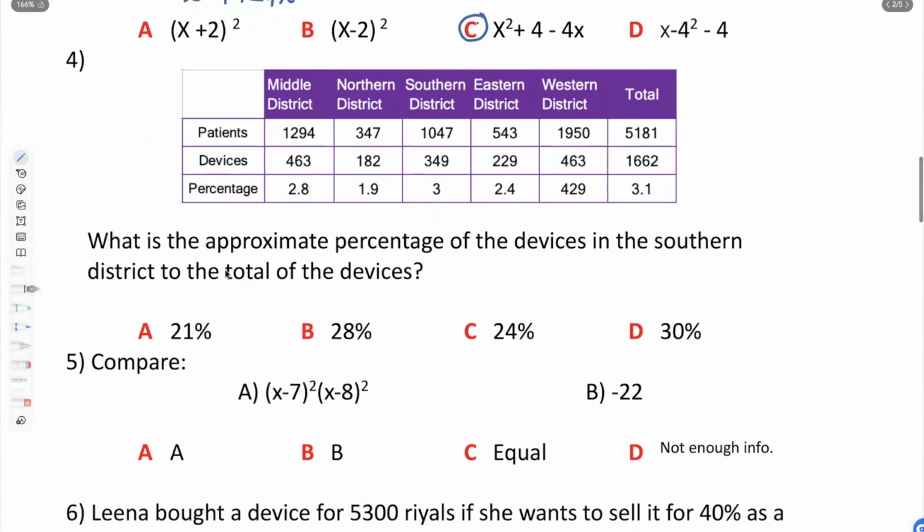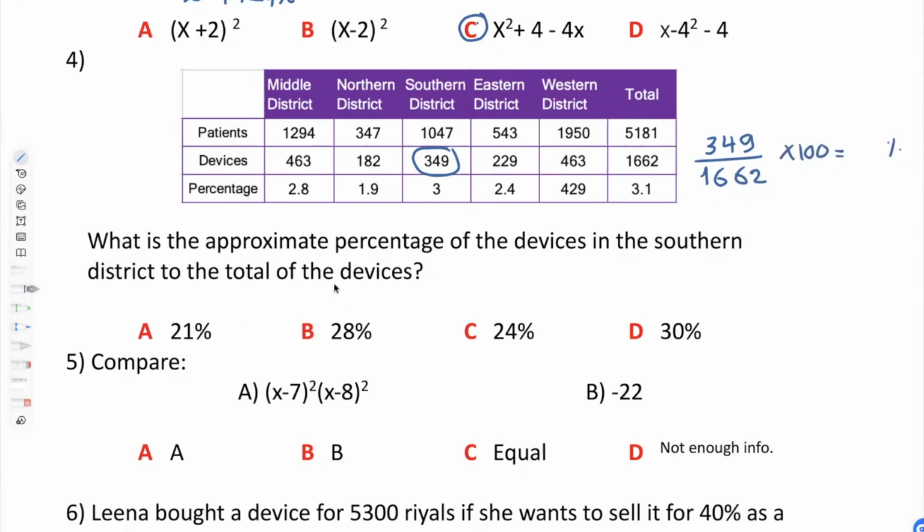We have a table. What is the approximate percentage of devices in the southern district to the total of devices? So for the southern, we have 349 devices. So write down 349, over the total number of devices, which is 1,662, times 100 to find it in percent.